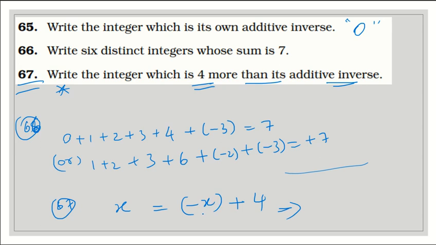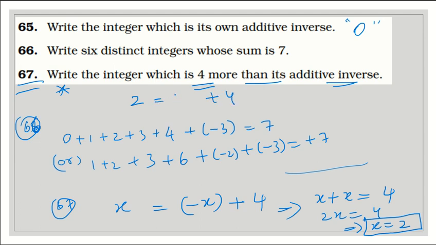Here minus x is a subtrahend. From RHS if you send it to LHS, it becomes an addend. It implies x plus x, which is 2x, equals 4. It implies x equals 2. So that integer is 2, and 2 is 4 more than its additive inverse, minus 2. So this is how we solve, and this sort of question is very important. There are 2 more questions. Anyway, we are going to solve them too.